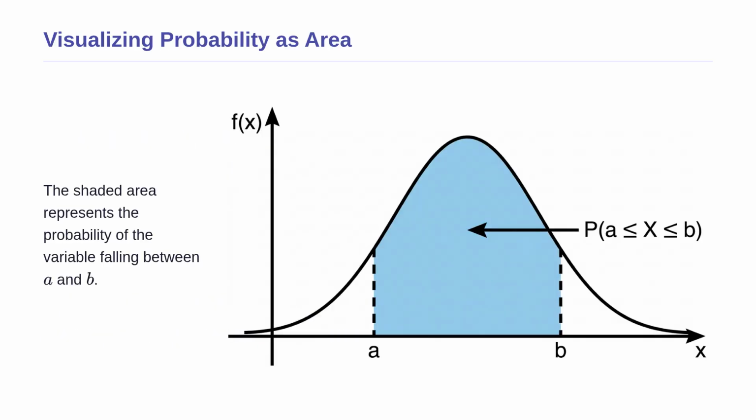Let us look at this visually. Here we have a graph of a probability density function. The horizontal axis represents the possible values of our continuous variable x, and the vertical axis represents the density, f of x. Notice the smooth bell-like shape of the curve? The total space under this entire curve is exactly 1. The shaded blue slice represents the specific probability of the variable landing between the boundaries A and B. By calculating the area of just that blue section, we find our exact probability.